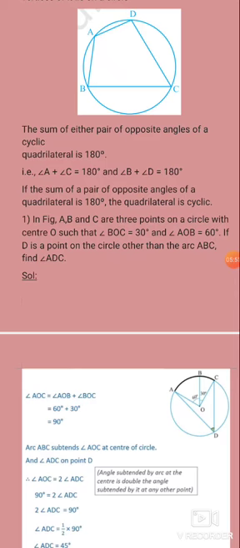So in this figure, A, B and C are 3 points on a circle with a center O, such that angle BOC is 30 degrees and angle AOB is 60 degrees. If D is a point on the circle other than the arc ABC, find angle ADC. We need to find out angle ADC. So we know that property, simple one, but we need to write that as steps.